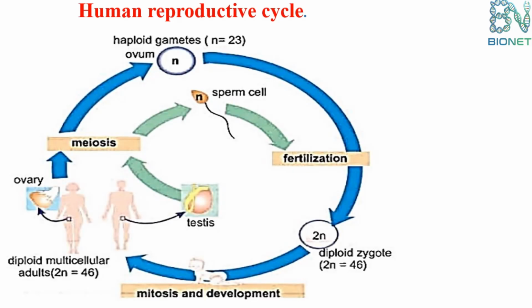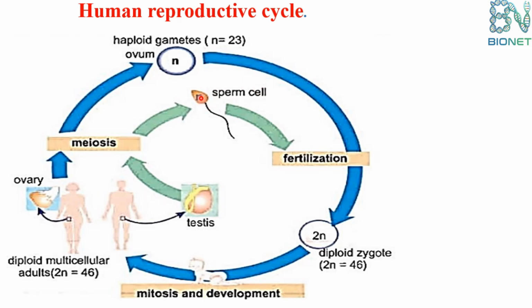The human reproductive cycle starts with the adults, and we know at puberty the ovaries of the female and the testes of the male produce gametes by the process of meiosis, during which diploid oogonia and diploid spermatogonia give respectively haploid gametes, which are the ovum in the case of the female, and haploid sperm cells in the case of the male.